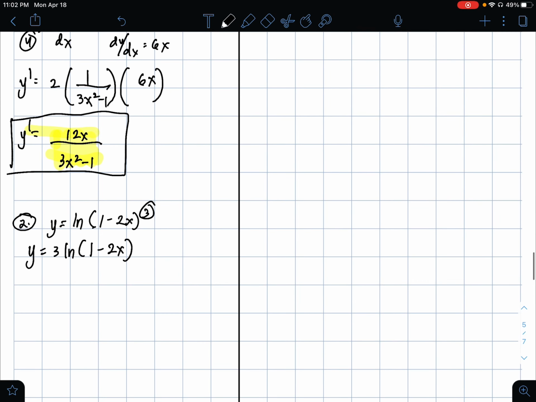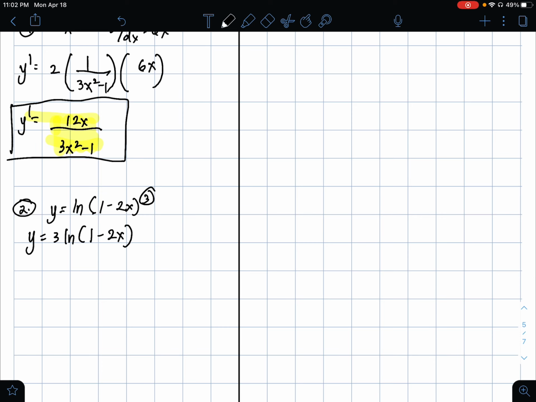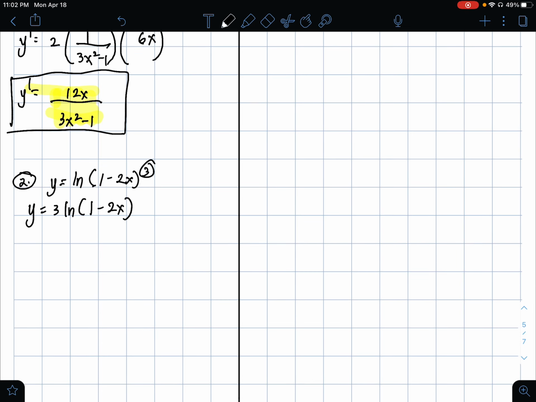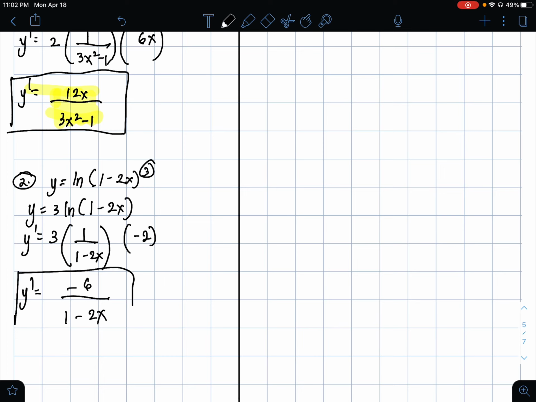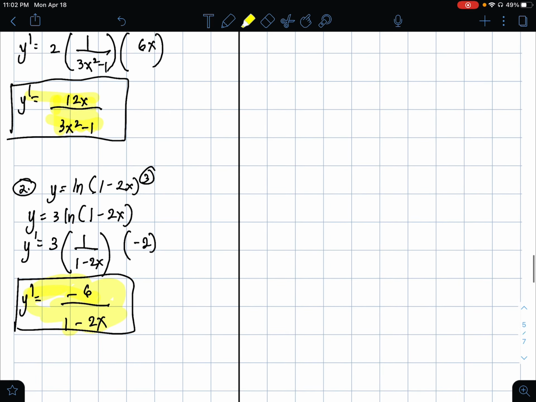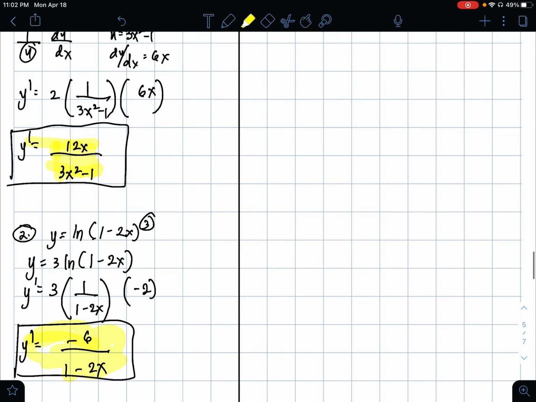Okay, so we just need to remember what we learned during the math class days, or the previous mathematics during high school as well. So that being said, we can now find that y prime is equal to 3 times 1 over 1 minus 2x times the derivative of 1 minus 2x, which is negative 2, right? So that's y prime is just equal to negative 6 over 1 minus 2x. And that is simply your final answer. Okay, that is for number 2.